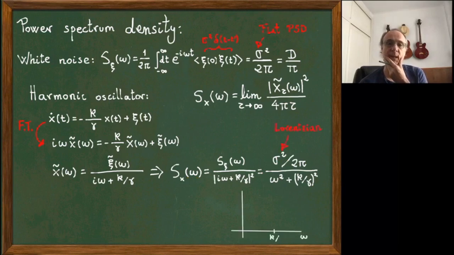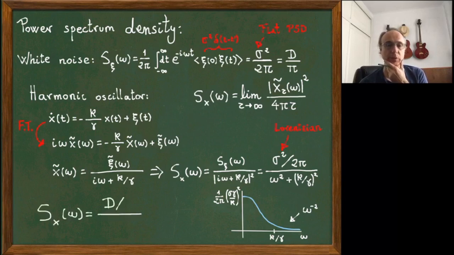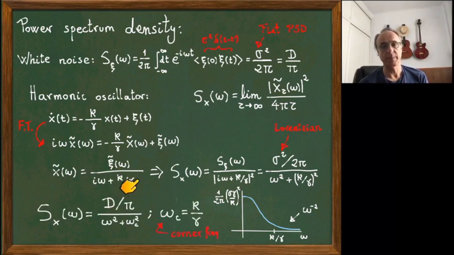This function is a Lorentzian, it has this shape. It has a decay for big frequencies, which is omega to the minus 2, and at zero, the value is that one. But it is more common to write it like that. The most common way is to write it with D, and defining kappa divided by gamma as omega c. This is called the corner frequency because it's the frequency where this starts to decay. So you see, if omega is much smaller than the corner frequency, this is a constant. And if omega is much bigger than the corner frequency, this decays.